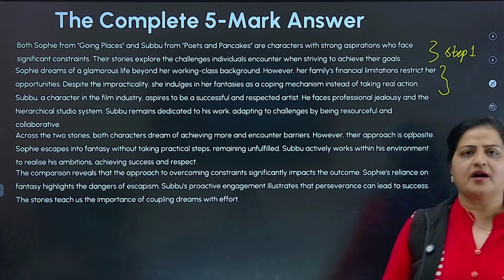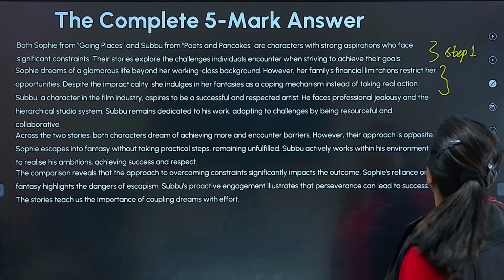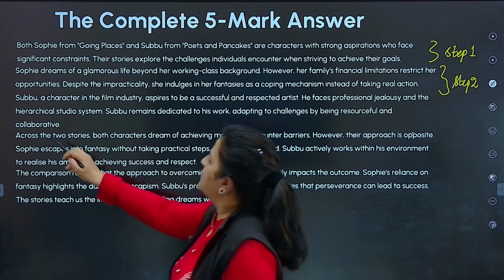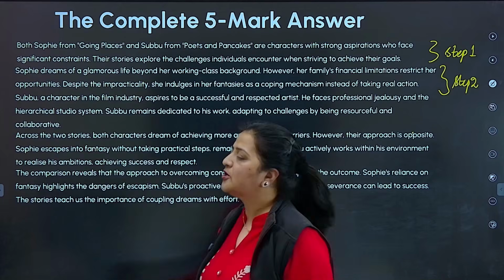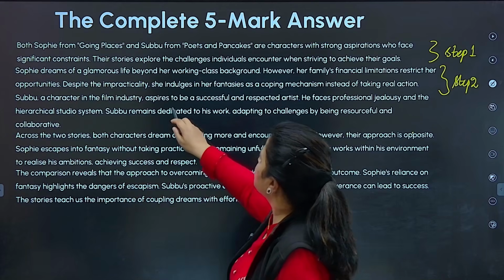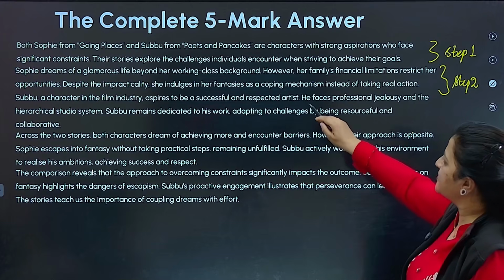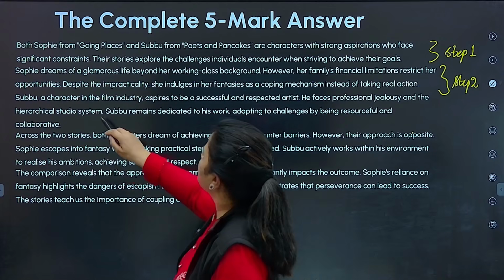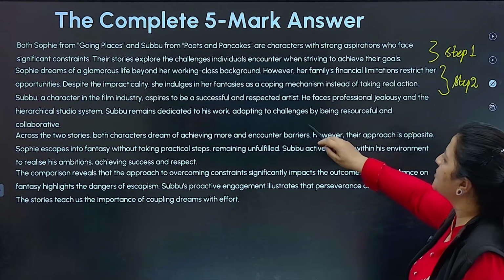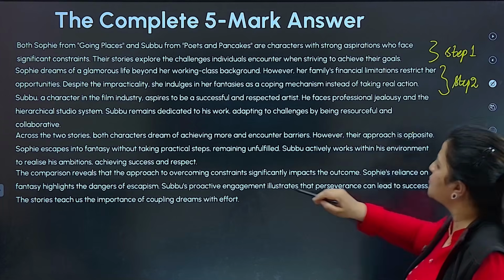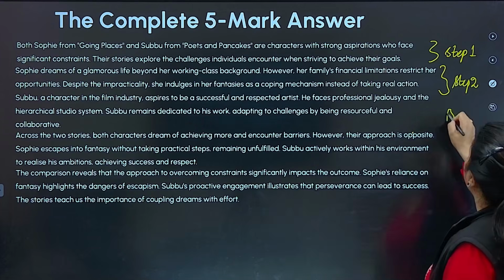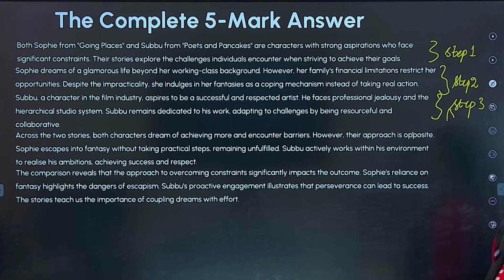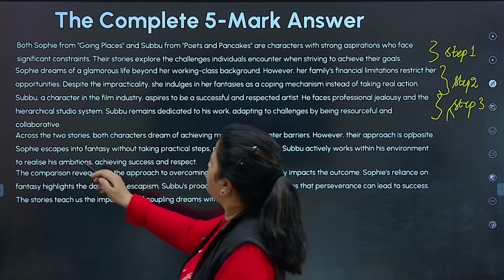So this is step 2, explaining chapter 1, right? Now step 3 will be explaining the example of Subbu. A character in the film industry aspires to be a successful and respected artist. He faces professional jealousy and the hierarchical studio system. Subbu remains dedicated to his work, adapting to the challenges by being resourceful and collaborative. So this we have explained, taking an example from chapter 2, which is our step 3.